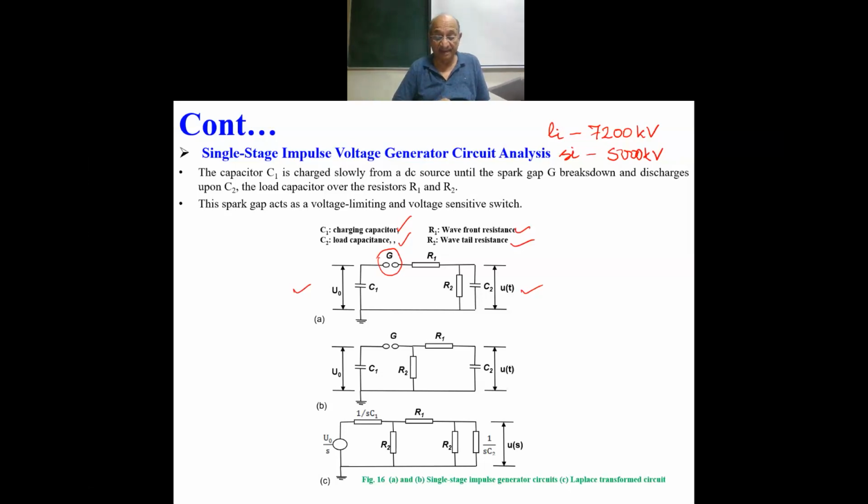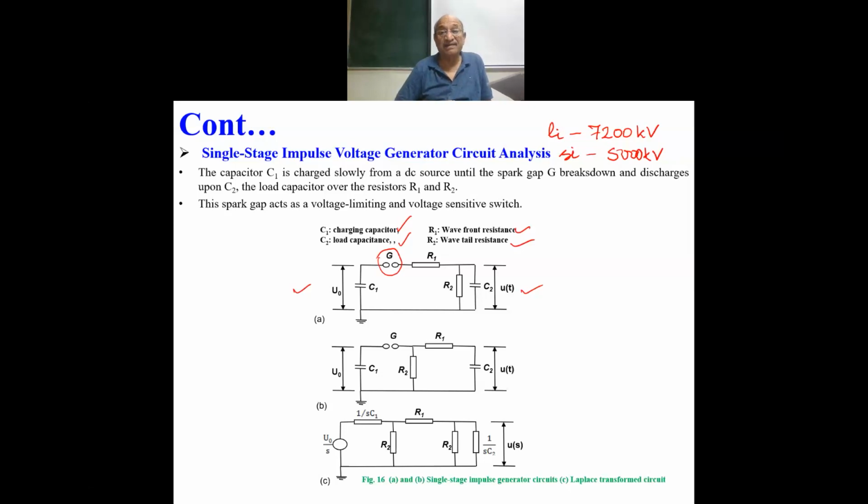So what happens is that C1 is charged slowly with DC. The charging capacitor C1 is charged slowly with a DC source until the spark gap G breaks down. That means you have to set the gap distance between the two spheres at G to the desired level, at which you want a breakdown in the air.